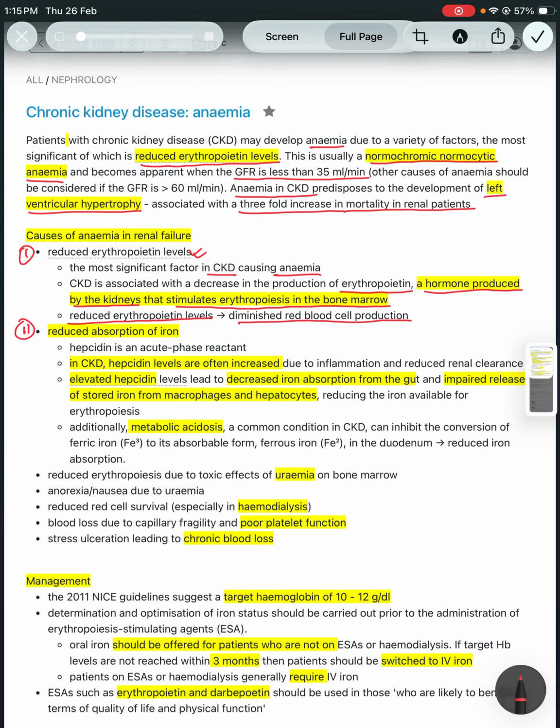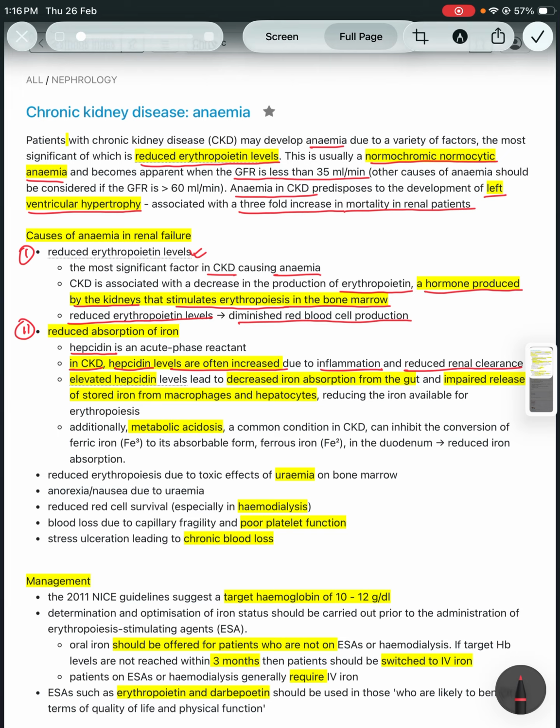Number two, reduced absorption of iron. Hepcidin is an acute phase reactant. In CKD, hepcidin levels are often increased due to inflammation and reduced renal clearance.